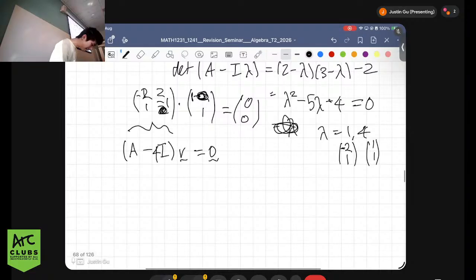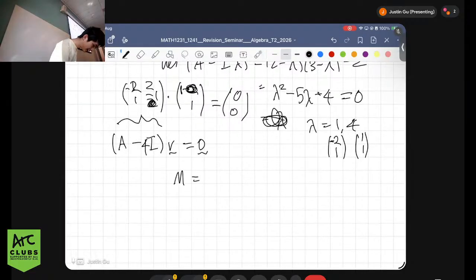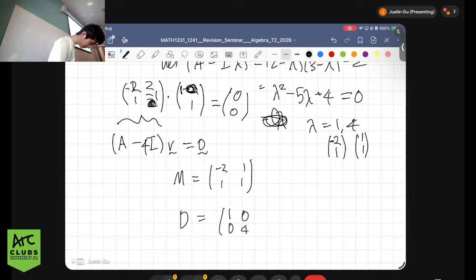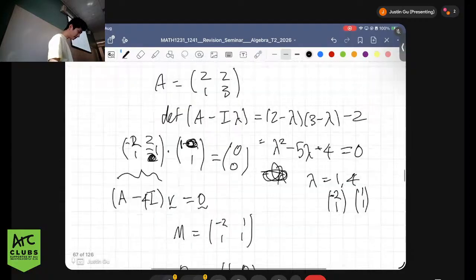That means my M can be written as negative 2, 1, 1, 1, just by taking the columns to be the eigenvectors, while my D will just be the eigenvalues. So 1, 0, 0, 4. Now, what did I want to calculate? A to the 4, right?